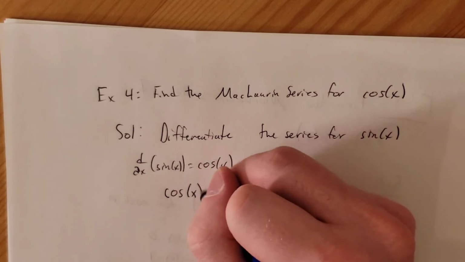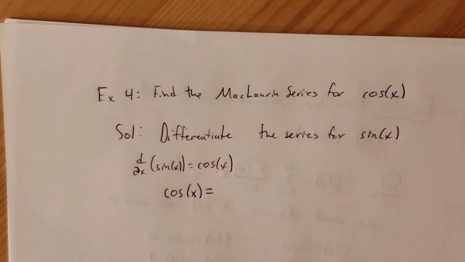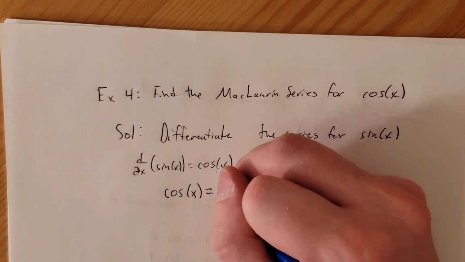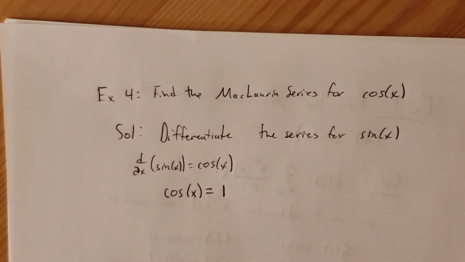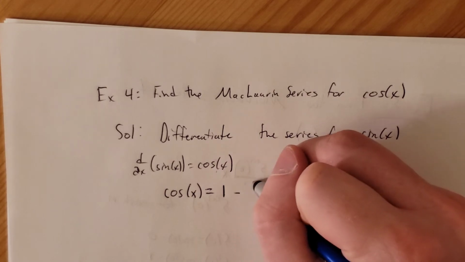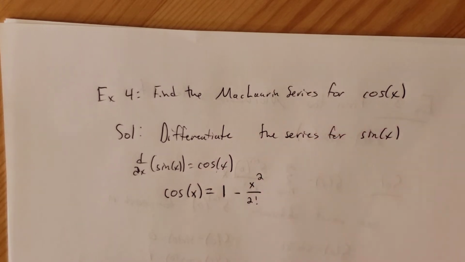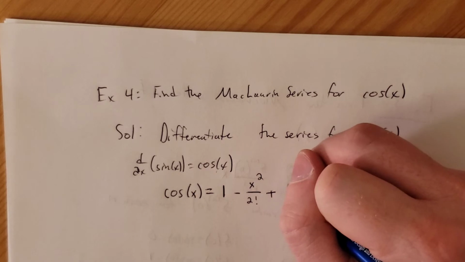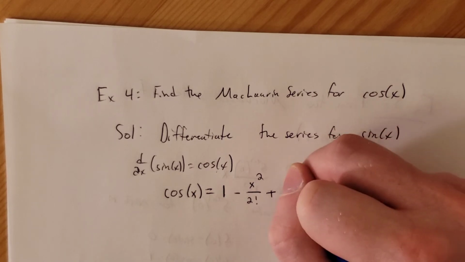When we do that, this gives us that cosine of x is equal to, we just differentiate the first term in our sine of x series. That first term was x, so differentiate that, we get 1. Our second term was negative x cubed over 3 factorial. We differentiate that, and we get negative x squared over 2 factorial. Our third term was positive x to the 5th over 5 factorial. We differentiate that, and we get x to the 4th over 4 factorial.